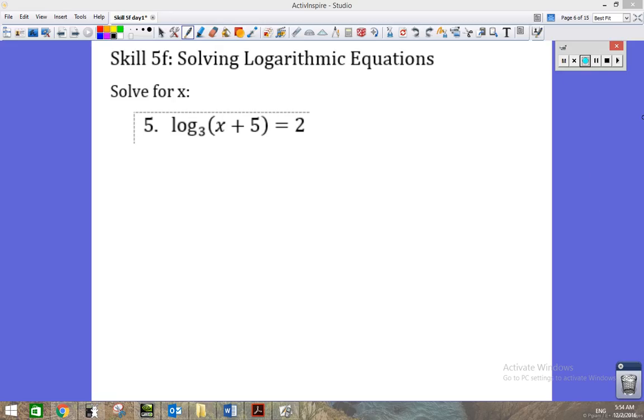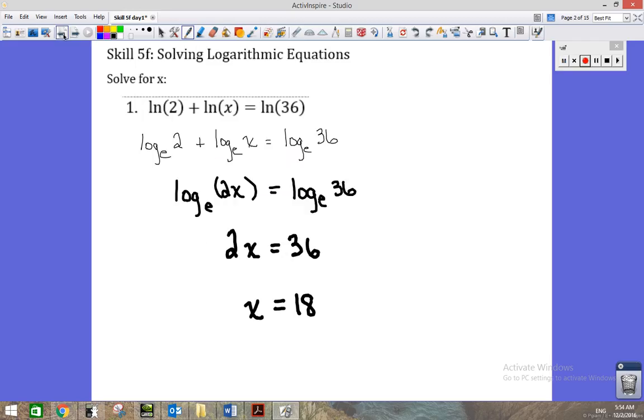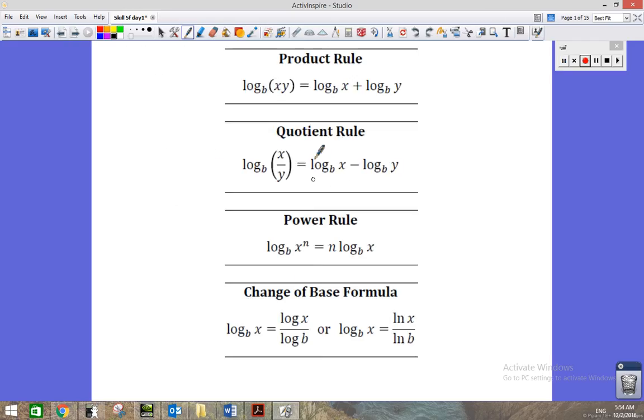Alright, so let's take a look at these problems. We're looking at skill packet 5, exponential and logarithmic equations, and in 5F we're solving logarithmic equations. You definitely have to know the properties of logarithms, those formulas that are in your skill packet here. You need to know these equations.